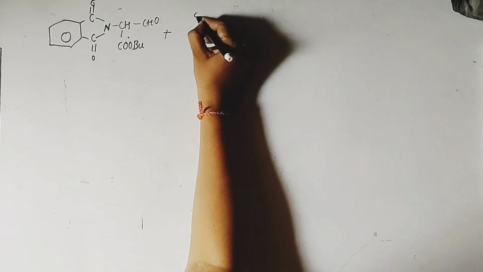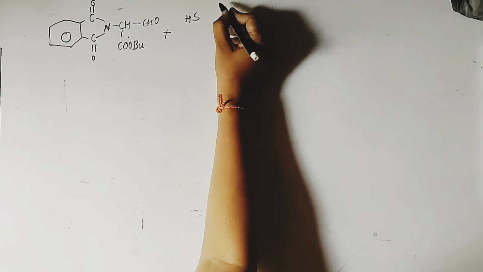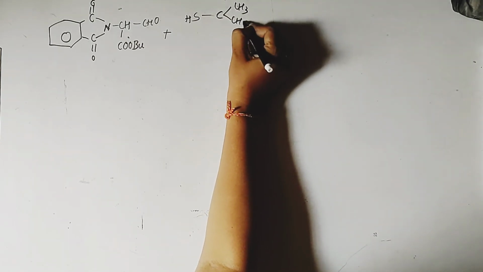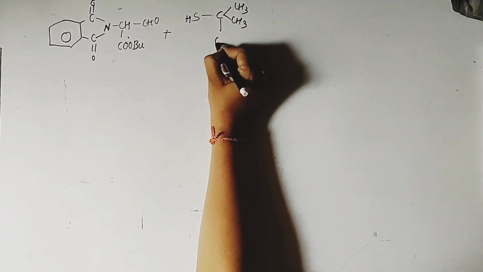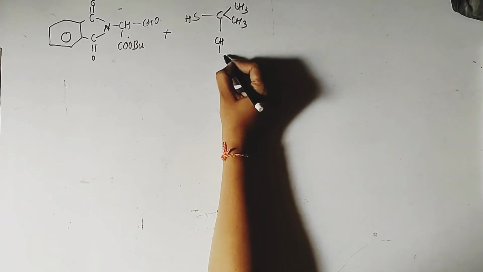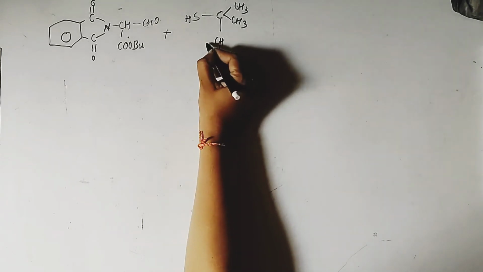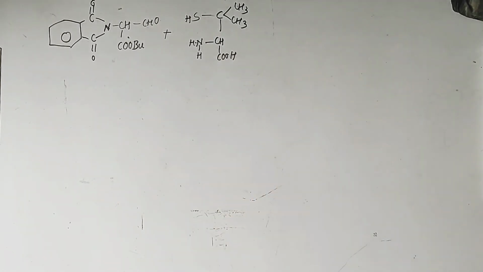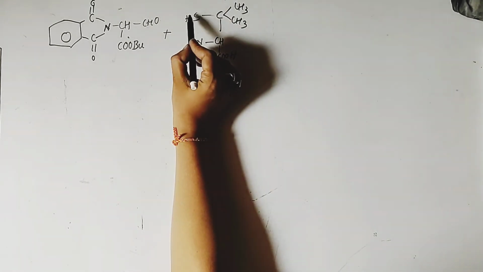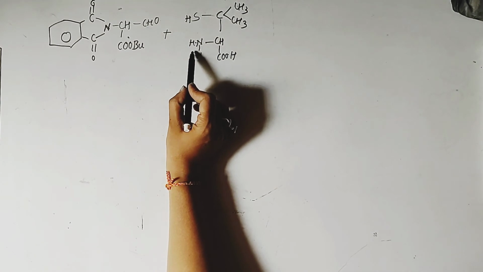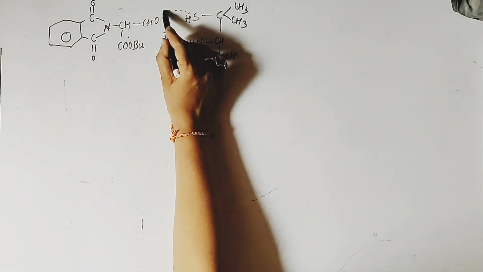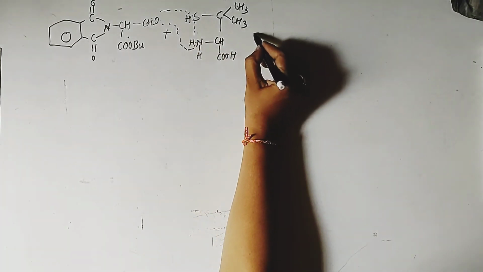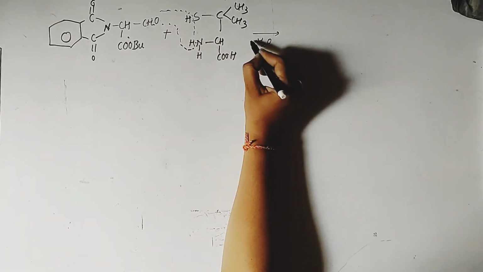So that is, vertically I am writing here SH, CH3, and here also CH3, and in this position we have CH, COOH, and here we have NH. Now the one hydrogen from this sulfur and one from this nitrogen are going to bind with this oxygen, and they will get eliminated as a water molecule here during condensation.